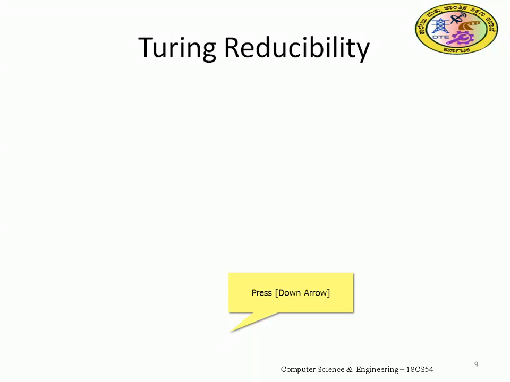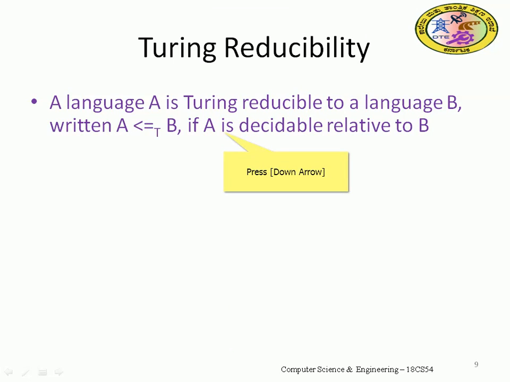So understood this, there is reducibility. Language A is Turing reducible to language B, written A less than or equal to Turing B, if A is decidable relative to B.